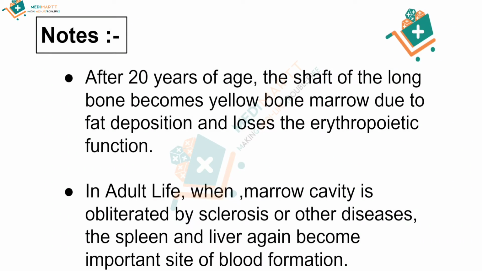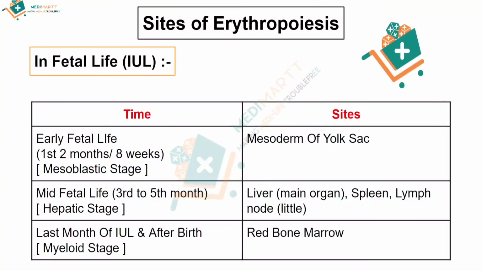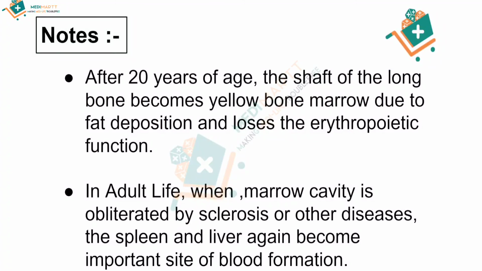So that was one point. Then moving to the next point: in adult life, when the marrow cavity is obliterated by sclerosis or other diseases, the spleen and liver again become important sites of blood formation. So basically the spleen and the liver again become the important sites of blood formation, as they were previously in mid fetal life. Okay, like liver and spleen. So just like that.